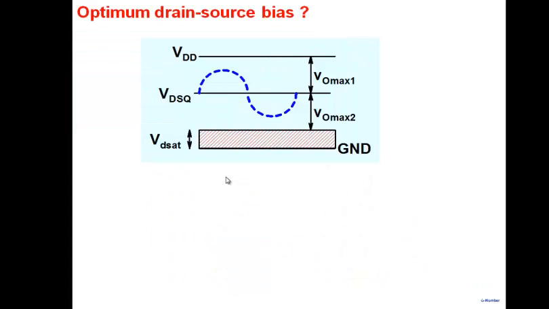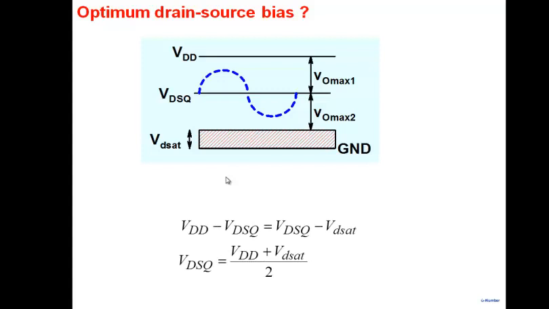Okay, so optimum drain source bias. You should place it such that the upper limit is equal to the lower limit. That would be the optimum point. So VDD minus VDSQ is the upper limit, and VDSQ minus VDSAT is the lower limit. Equate the two, and it tells you that the optimum biasing point is VDSQ is VDD plus VDSAT divided by 2. So that's where you should bias it.